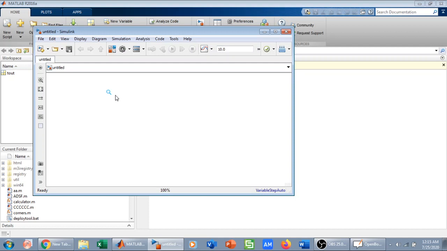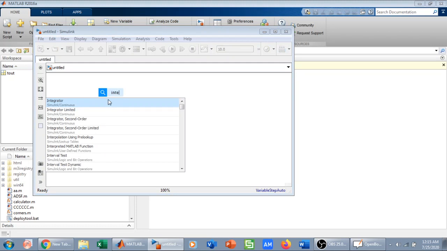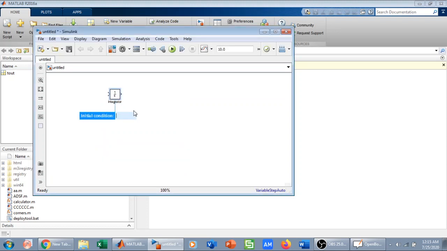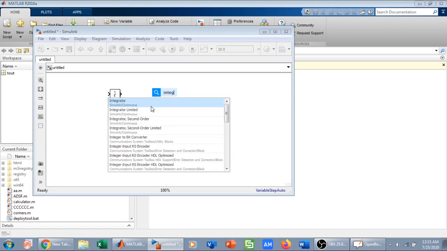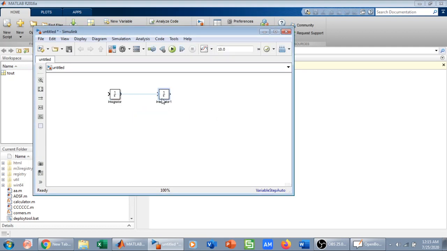Because we have a second order differential equation, I need two integrators. One of the nicest ways to bring blocks into the Simulink environment is by left clicking on the canvas and typing that block name. For example, when I left click and type in integrator, this integrator appears. Let us not give it an initial condition now. Again I will left click and type integrator and another one appears. So we have two integrators because we have a second order differential equation.